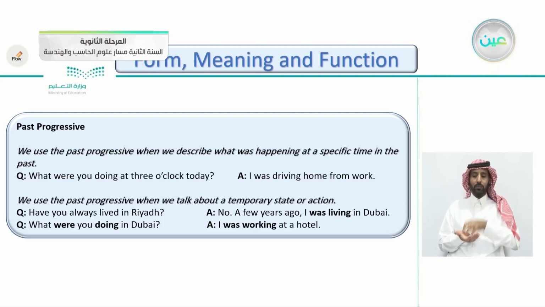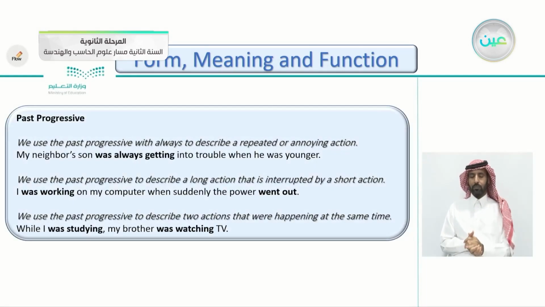Another question. What were you doing in Dubai? I was working at a hotel. This is a past action. I was working at a hotel. So this is the past progressive. Continuing with the past progressive here also, we use the past progressive with always to describe a repeated or annoying action.